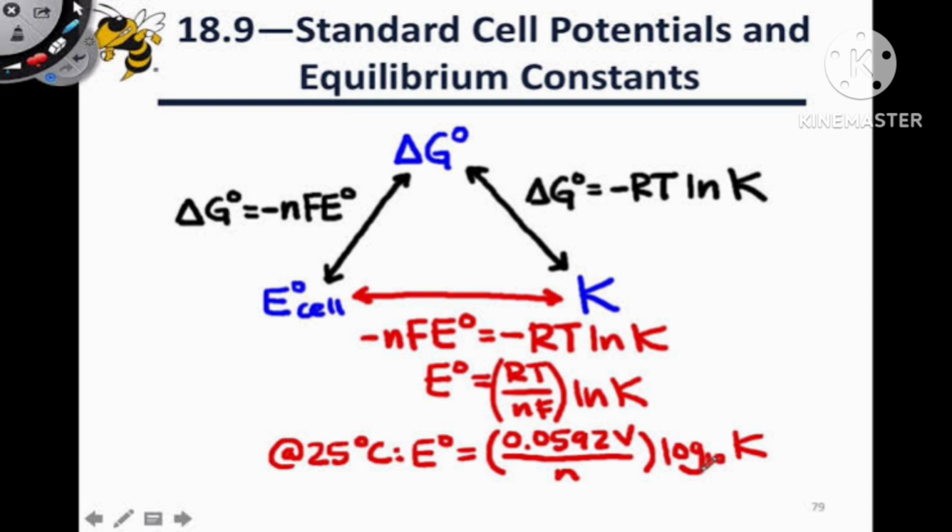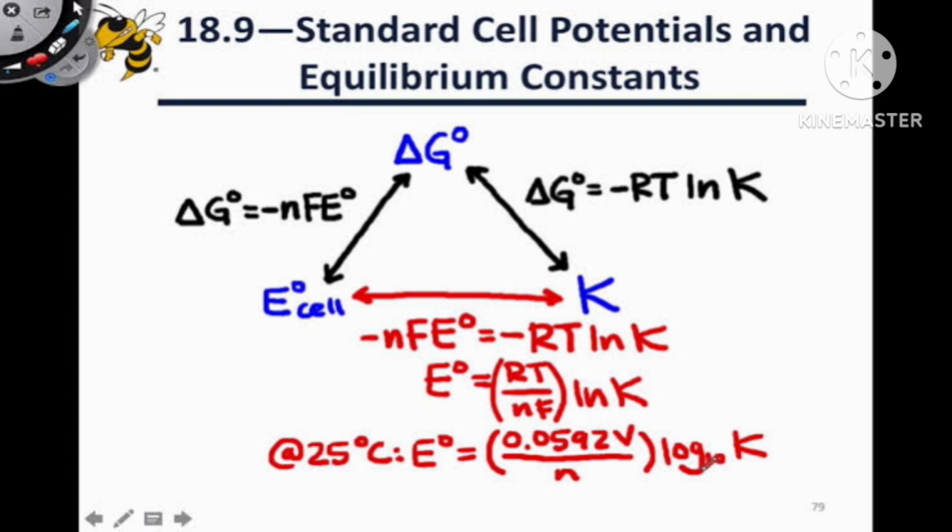Standard E will be fixed and F value is fixed. It depends upon n, how many electrons are there. According to n, if n is more, delta G value will be more. If n is less, delta G value will be less.